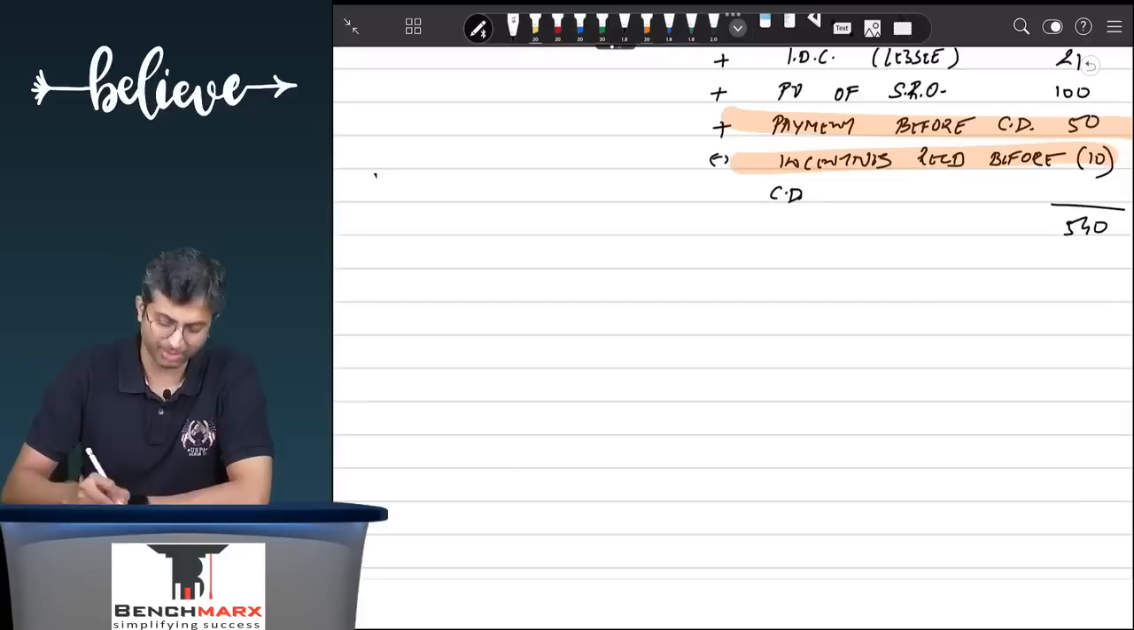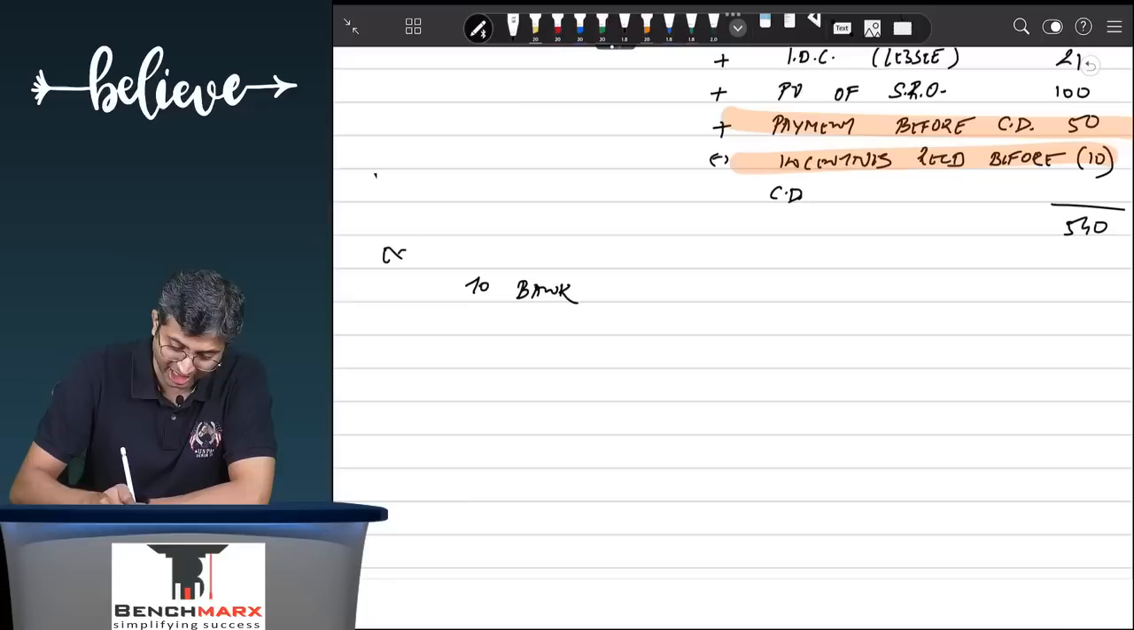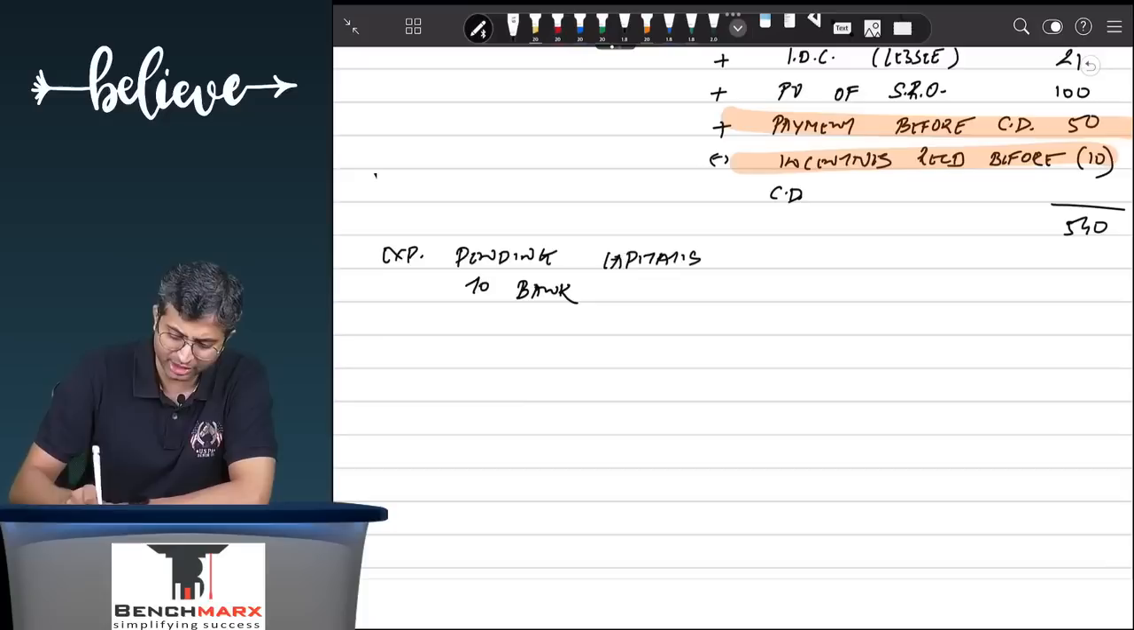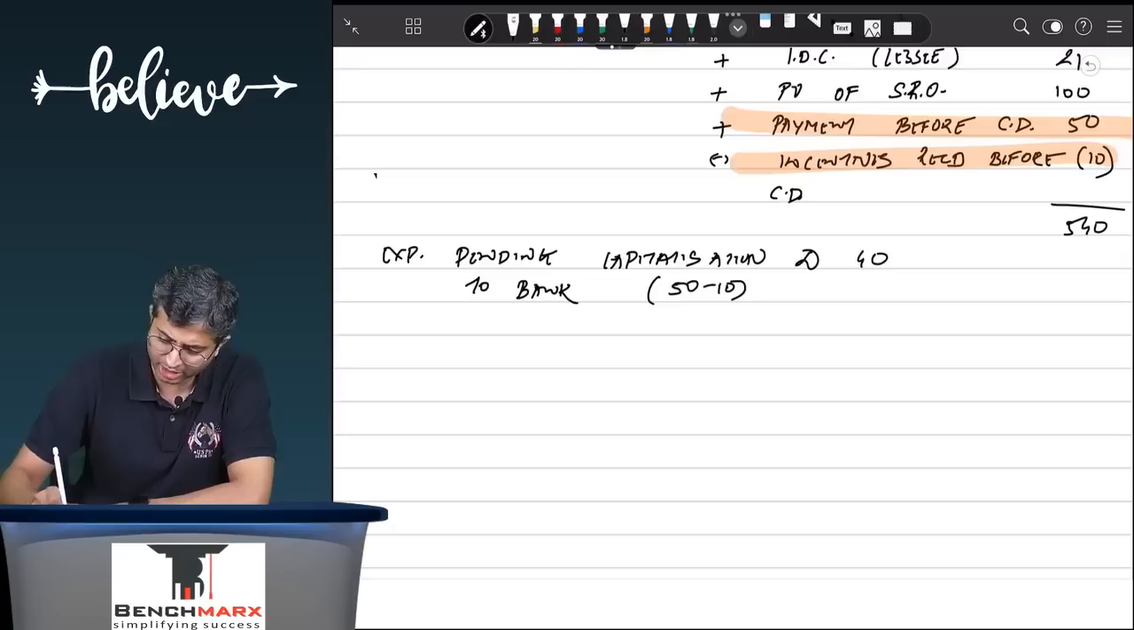You cannot currently show a right of use asset. So over here, you can say expenses pending capitalization. You can also use any other word. Expenses pending capitalization account debit. Let us say this will be 50 minus 10, that is equal to 40, to bank 40.